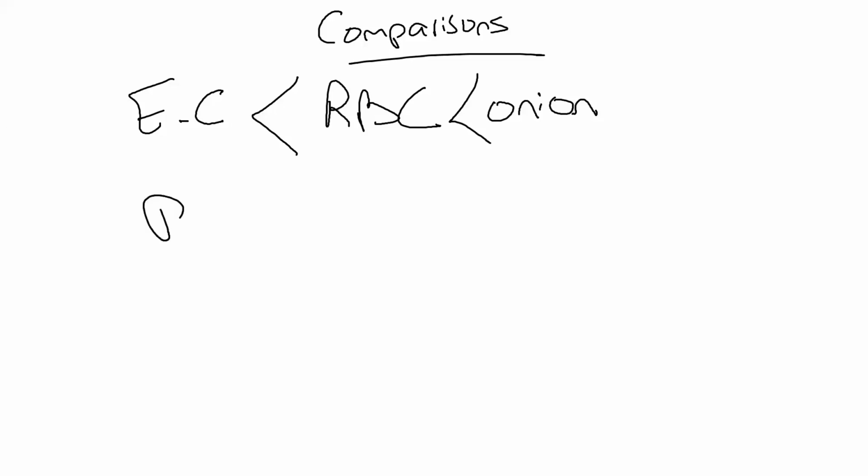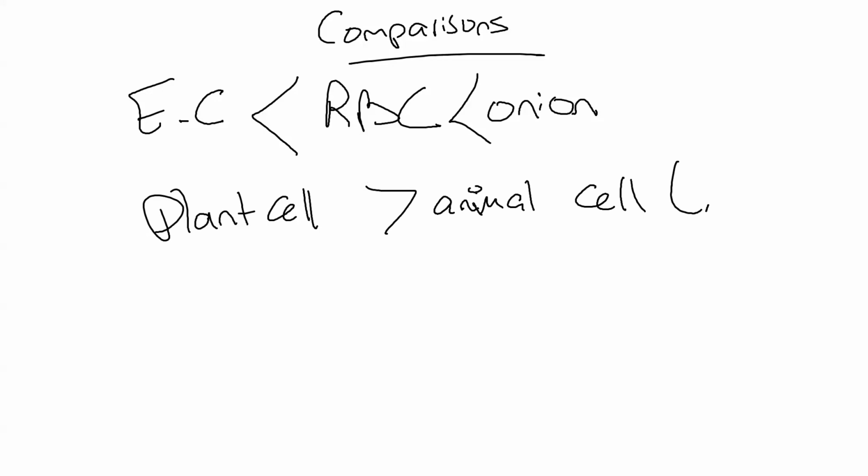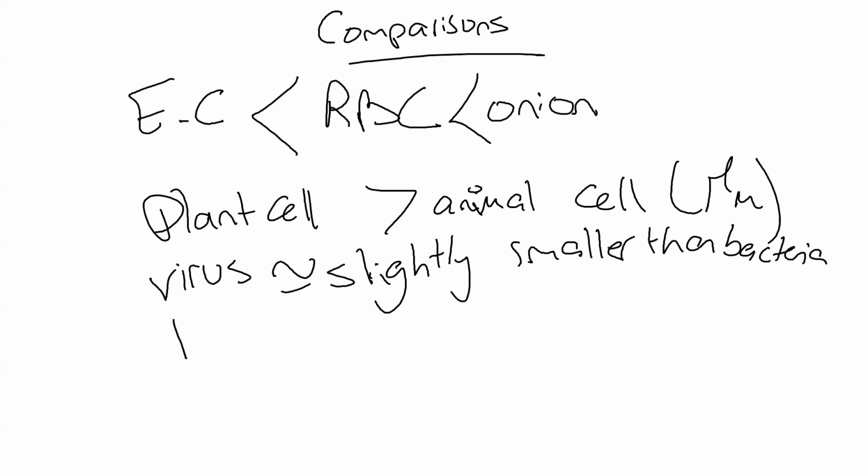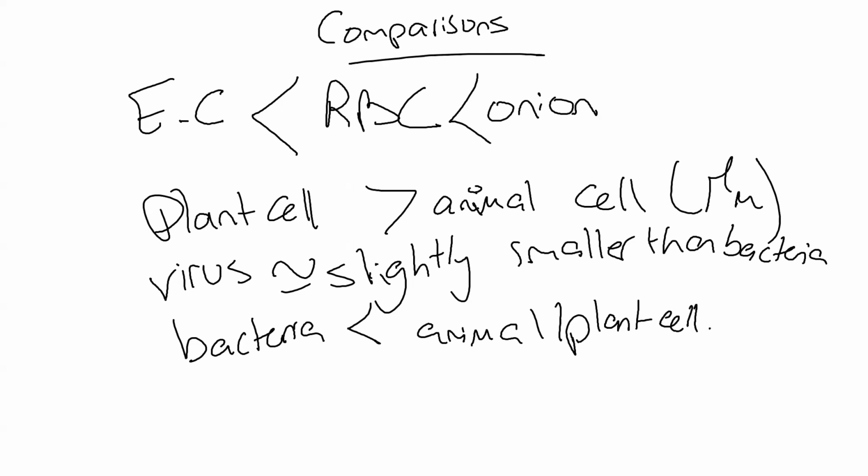Plant cell is bigger than animal cell. It has a vacuole. It has so much bigger organelles. Both of them are measured in micrometer. Virus are slightly smaller than bacteria. Bacteria smaller than animal or plant cell. Okay.